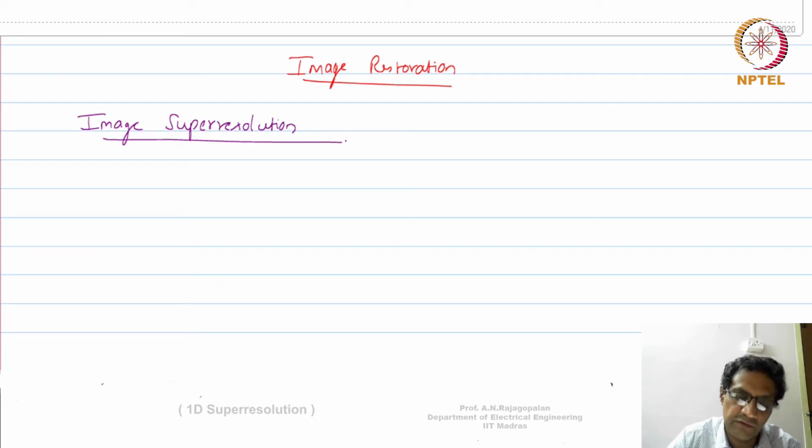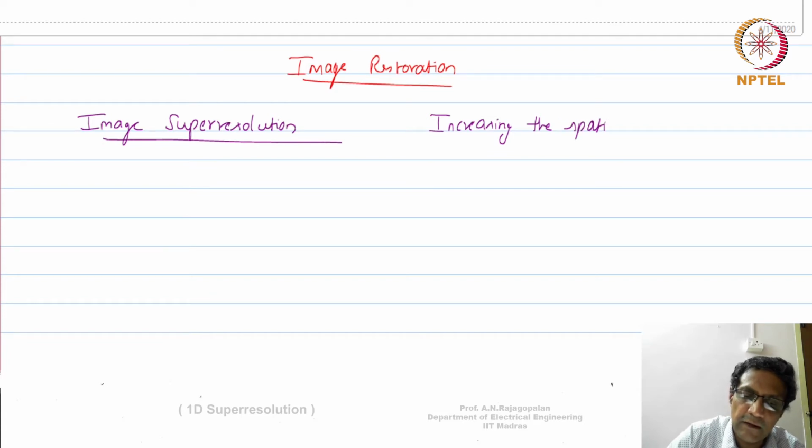of restoration. Super resolution refers to increasing the spatial resolution of an image. What this means is you would like to increase the spatial resolution of an image. I mentioned spatial because there is also something called temporal super resolution, and we are not interested in that. So this deals with the task of improving the spatial resolution of an image.